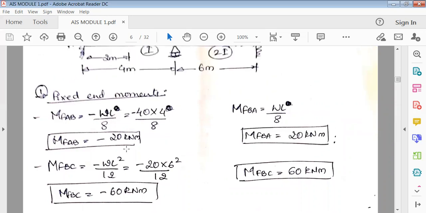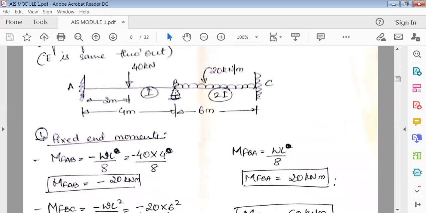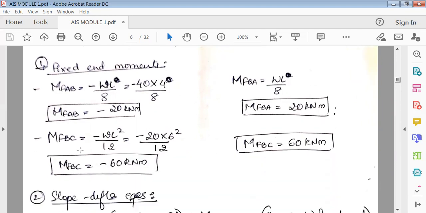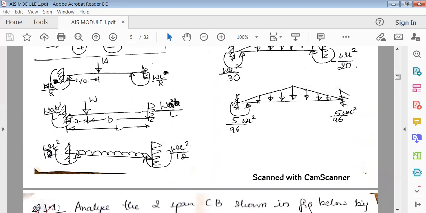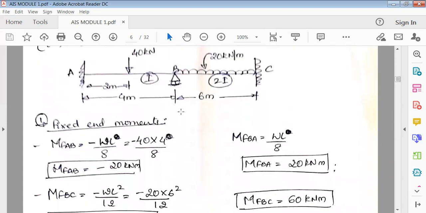Similarly, we have to calculate the next span, the BC span. In the BC span, it's a UDL, and again B will be treated like a fixed support. So from B to C, MFBC is equal to minus. Going back to this point, both the ends are fixed and there is a UDL. On the left side this is an anti-clockwise movement, so minus WL square by 12. This also is WL square by 12. We'll use the same thing for BC.